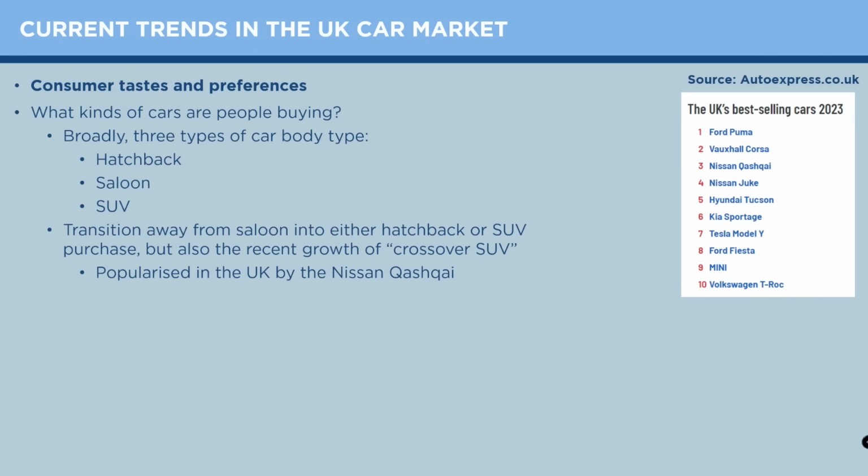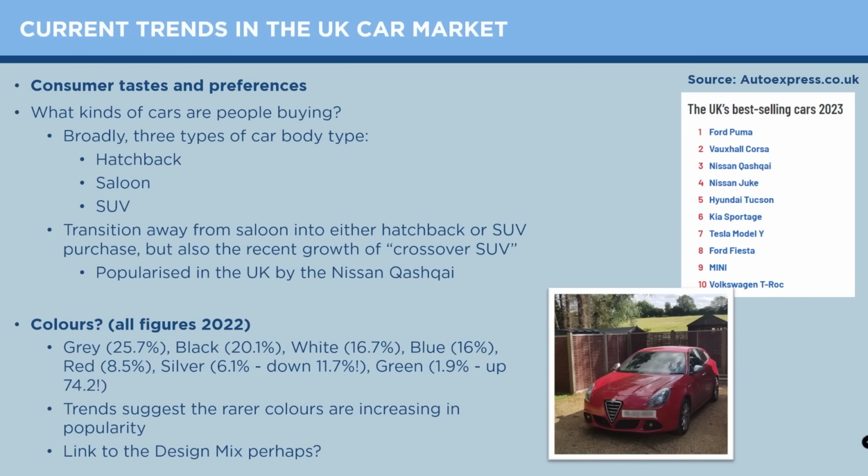But in the list of headings in the research, it mentioned color specifically. And so I wanted to do a little bit of research, since the fact that it mentioned color specifically makes me wonder if you could potentially get something that links to color. So all of these figures are from 2022. Grey, 25.7% of cars in the UK were grey. So that's the most popular color. Black 20%, white 16%, blue 16%, and then the others are a little bit more niche.